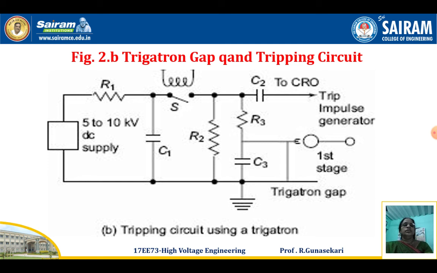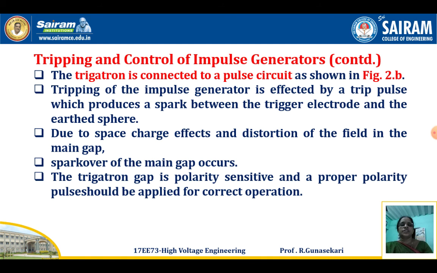The output is to trip the impulse generator. From this end we measure the voltage by using a CRO. This is the trigatron gap connected with the trip circuit.